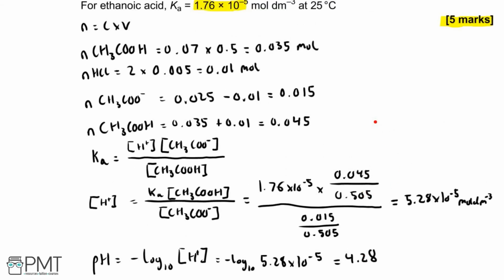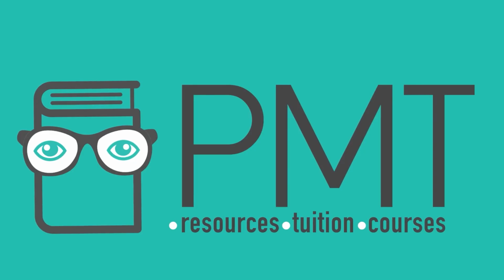So what we will see is our first working mark comes for calculating the number of moles of our ethanoic acid and our hydrochloric acid. Then marks 2 and 3 come from calculating the moles of our ethanoate ions and our ethanoic acid after the reaction. So mark 2 for the ethanoate moles, mark 3 for the ethanoic acid moles. And then mark 4 for the working comes from these lines here, the rearranging of the acid dissociation constant expression to find our value of the hydrogen ions. So 4 marks for working, 1 mark for our final answer for pH, which should be given to 2 decimal places, as pH always should be.